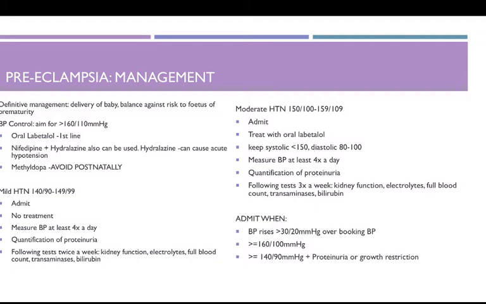So a patient needs to be admitted to hospital when they have a blood pressure reading greater than 30 over 20 compared to their booking blood pressure. If they have a blood pressure that is greater than 160 over 100 on its own, or if they have a blood pressure that is greater than 140 over 90 and they have proteinuria or growth restriction as shown on an ultrasound scan.